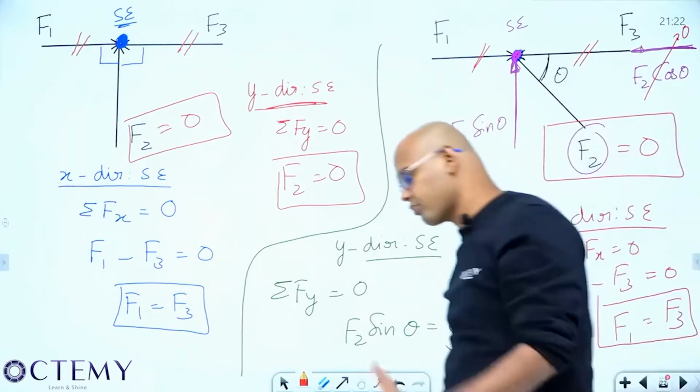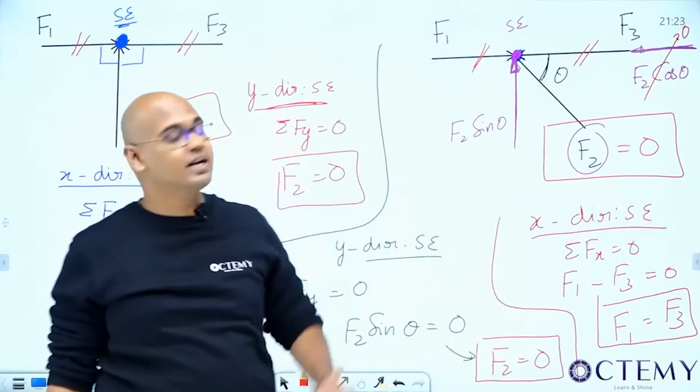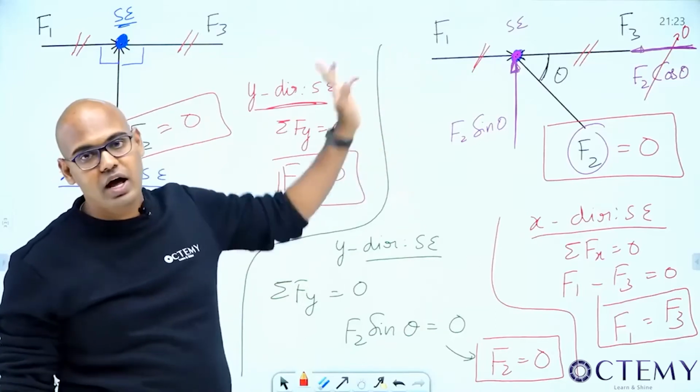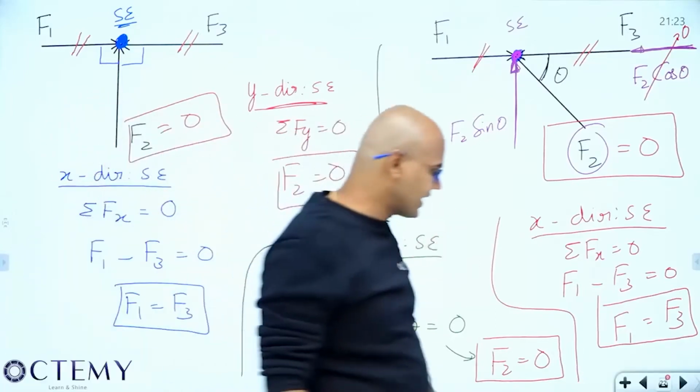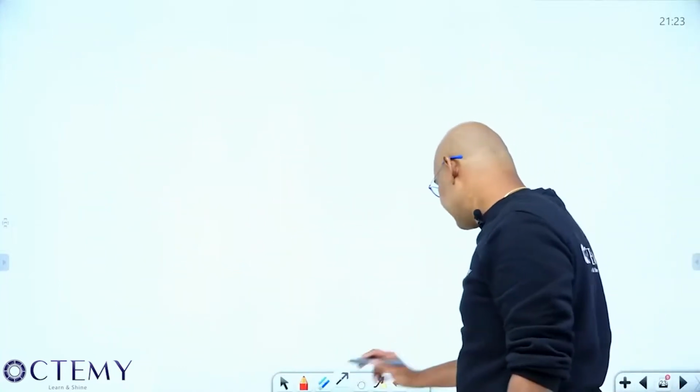This is the first beautiful point. When there are only 3 forces at a joint, and two of them are in line, the third is 0, and those two in line are equal. That's a beautiful point. Next. Listen. Not yet done. Listen.